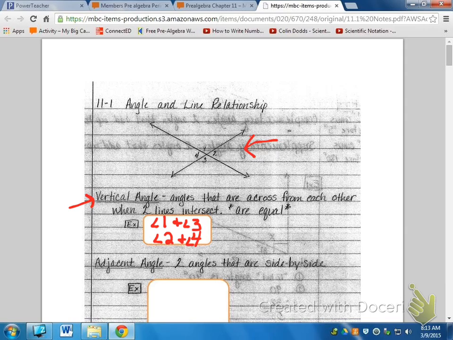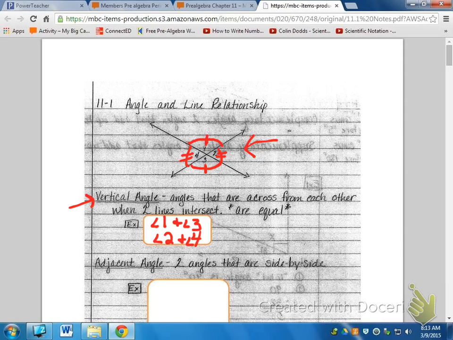And the most important thing with that is angle 1, if I put one little mark there, and angle 3 I'd put one little mark, that means they are equal in measure. That's going to be really important that you remember when they are opposites like that, they are equal. So 2 would have 2 marks and 4 would have 2 marks. That means they're equal measure on that side. So vertical angles are across from each other when two lines intersect and they have the same measurement.